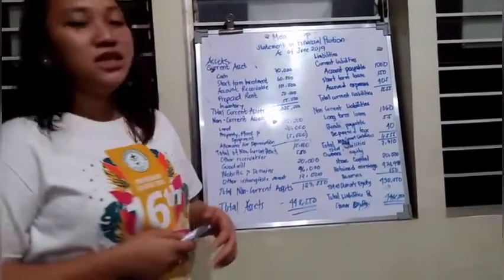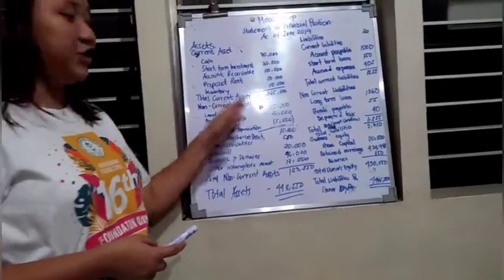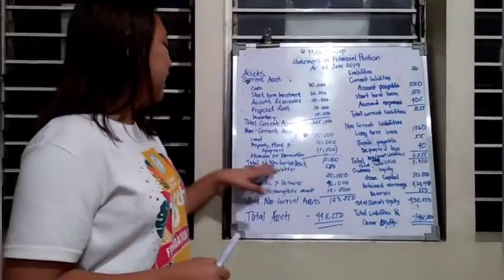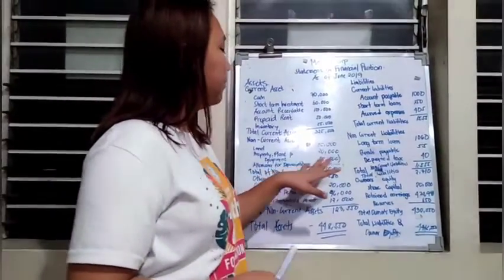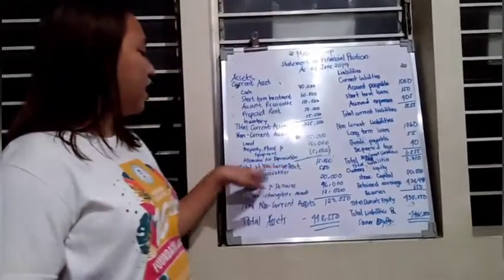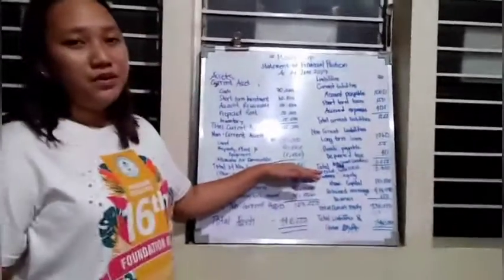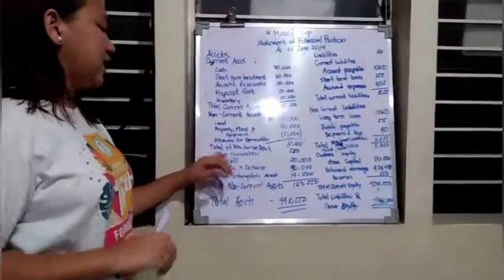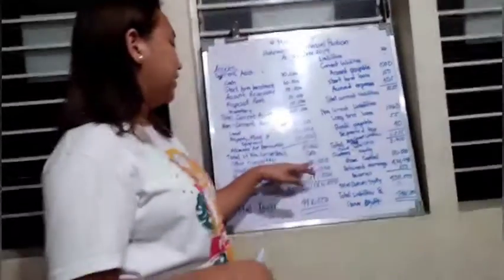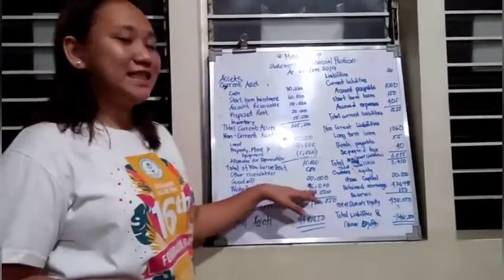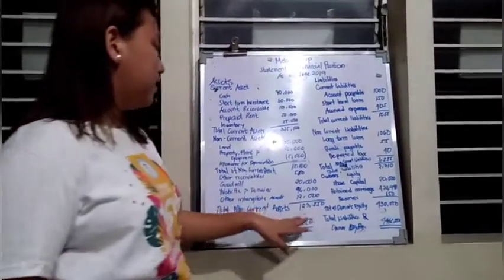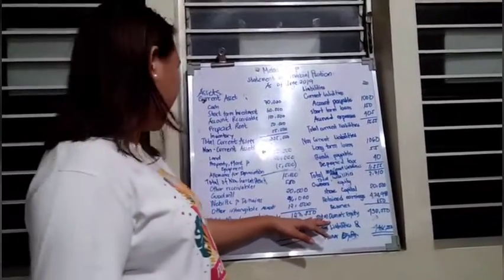So next is the non-current assets. We have land for 30,000, property, plant and equipment for 20,000, and then allowance for depreciation for 5,000. So I add all of these amounts, so I arrive with a total of non-current assets of 50,000. Next is the other receivables for 550, goodwill for 30,000, website and domains for 46,000, other intangible assets for 12,000. So a total of 123,500.